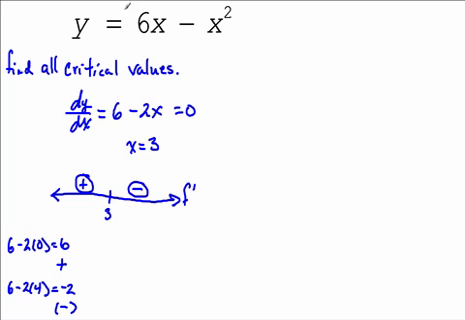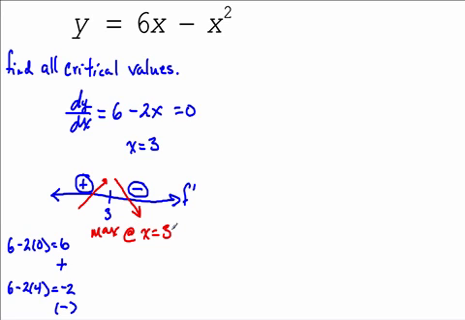Okay, what does that tell us? It tells us a lot. Basically, on this side of 3, the graph is going up, and on this side of 3, the graph is going down. So what does that tell me about a maximum? It tells me that this is a maximum, at x equals 3.